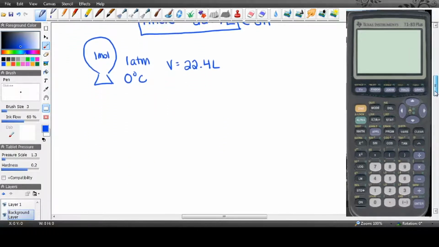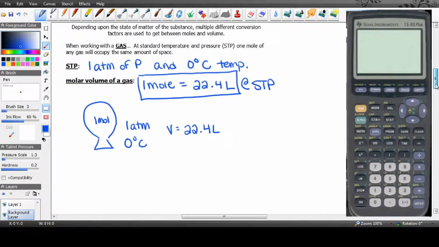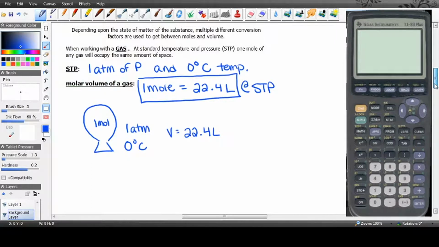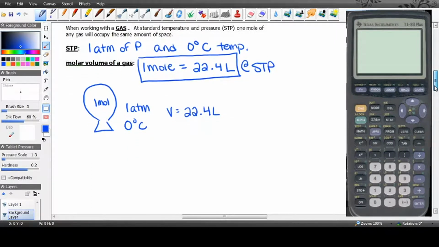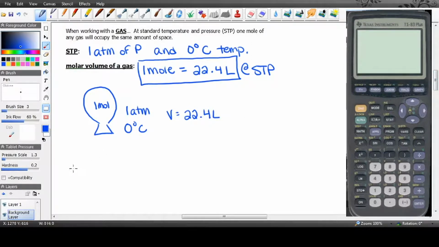Let's practice. Oh, great. I didn't copy and paste the problem in. That was messed up of me, wasn't it? Well, we're just going to have to go with it. I'll have to write the problem in.